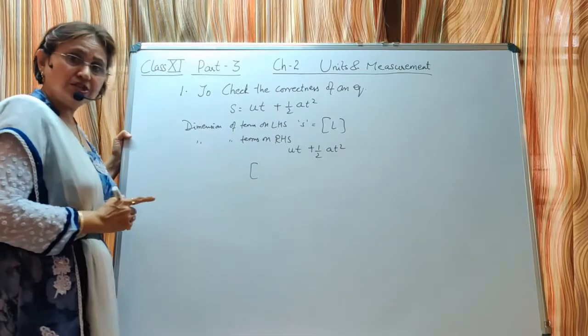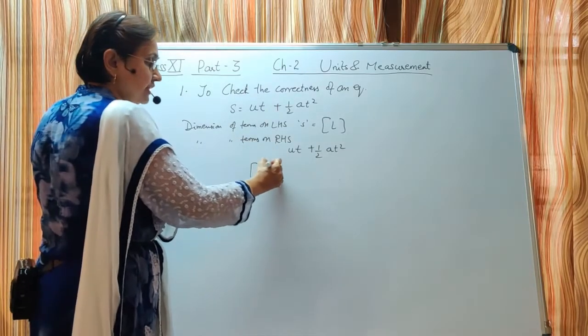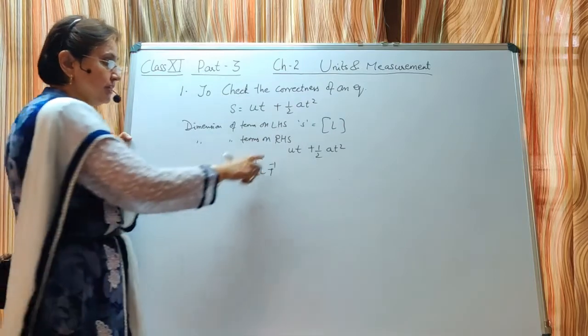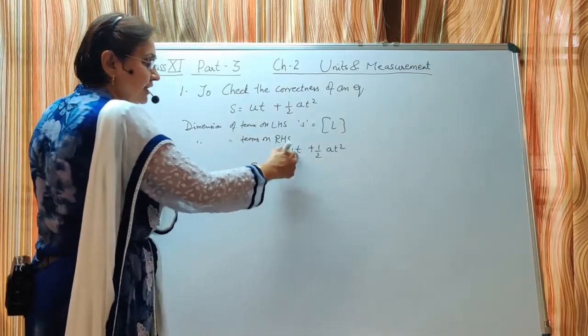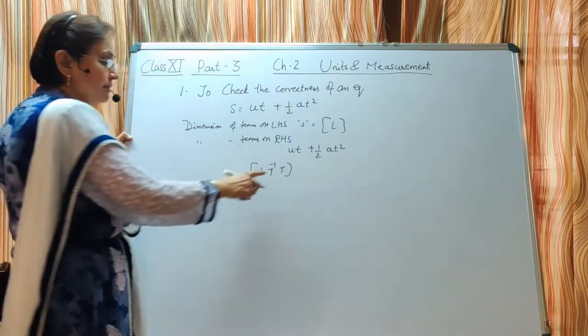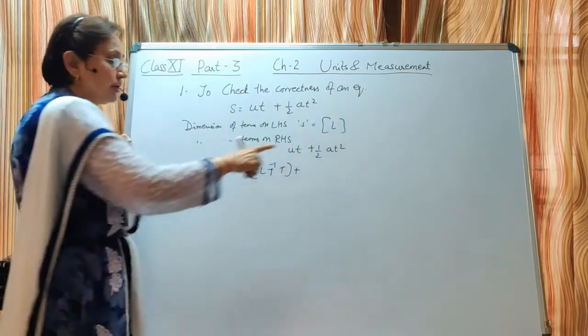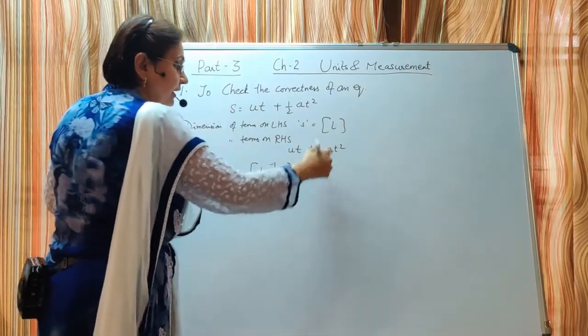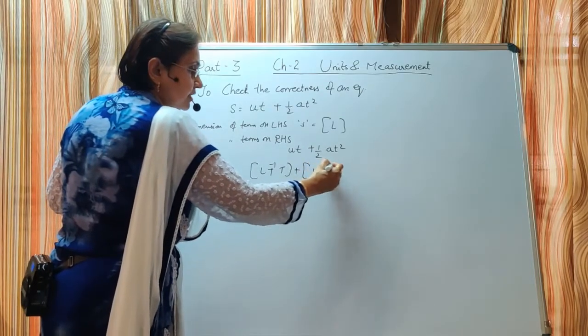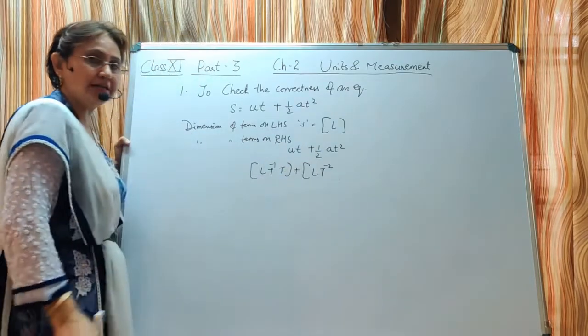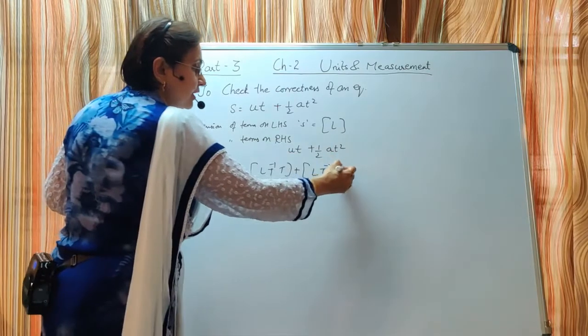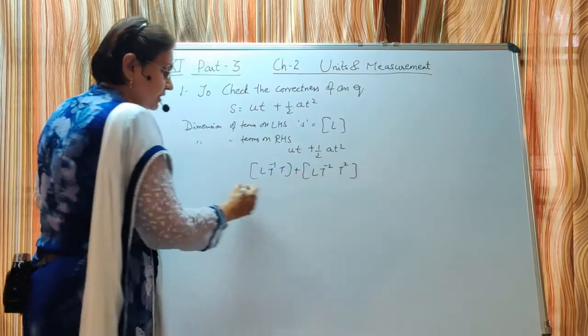u is the initial velocity, which has the dimension of velocity, L T raised to the power minus 1. T is the time, which has the dimension capital T. Half is dimensionless; it has no dimension. Acceleration has a dimension L T raised to the power minus 2, into T square. So it has a dimension T square.